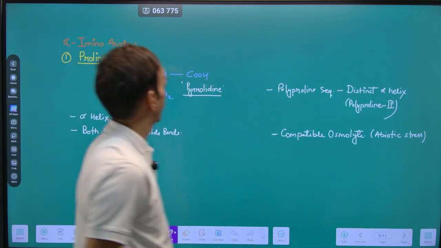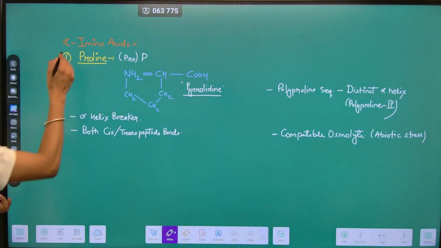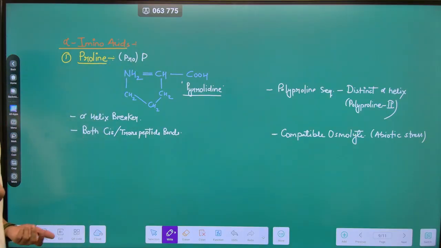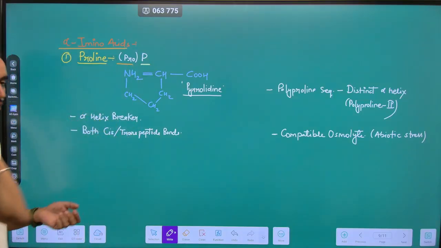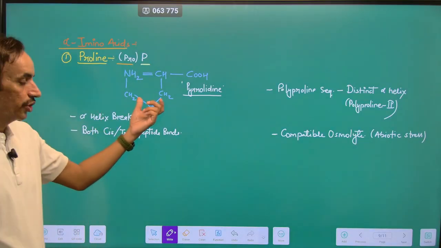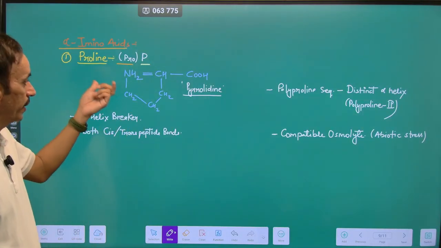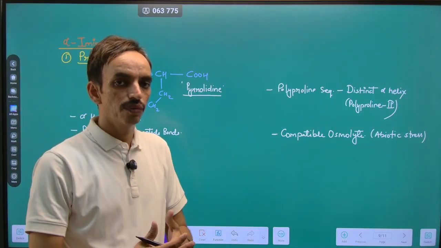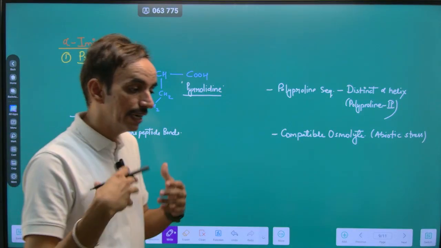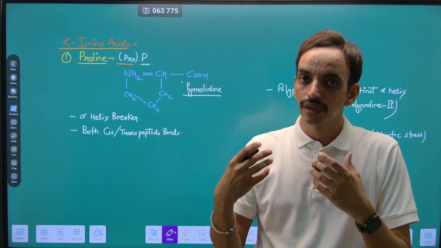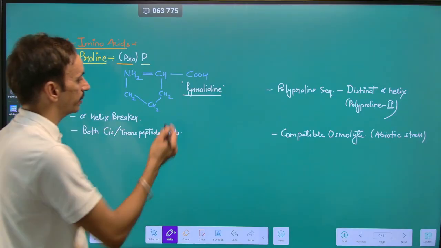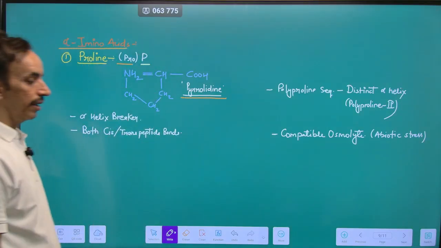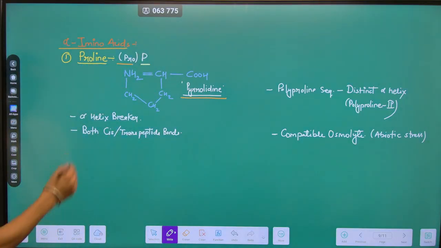Next is the alpha imino acid, which, as we already stated, is proline, abbreviated as PRO, denoted by the alphabet P. We have already talked about the structure before. Here the amine group binds to the carbon, leading to the formation of a ring structure called pyrrolidine. It is also known as the alpha helix breaker. It does not fit in the protein secondary structure.